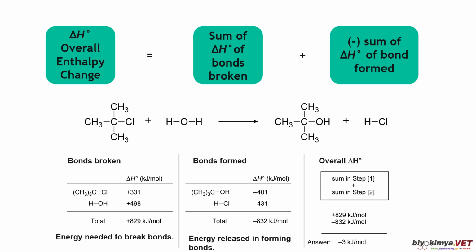And at the end, the overall enthalpy change, the sum on the side of bonds broken plus the sum on the side of bonds formed, the answer will be minus 3 kilojoules per mole. So this is the enthalpy change of the overall reaction. And as you see, it's a negative value. So this means in total, the reaction is exothermic and energy is released. The bonds broken in the starting material are weaker than the bonds formed in the product.